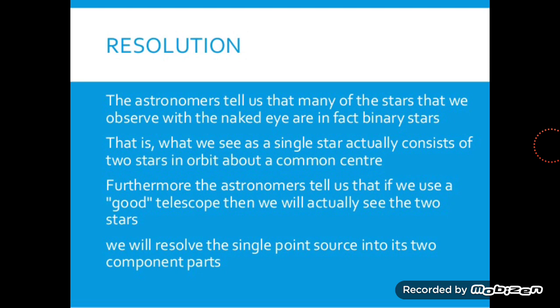In resolution, the astronomers tell us that many of the stars that we observe with the naked eye are in fact binary stars, that is, what we see as a single star actually consists of two stars in orbit about a common center. Furthermore, the astronomers tell us that if we use a good telescope, then we will actually see the true star. We will resolve the single point source into its two constituent parts.